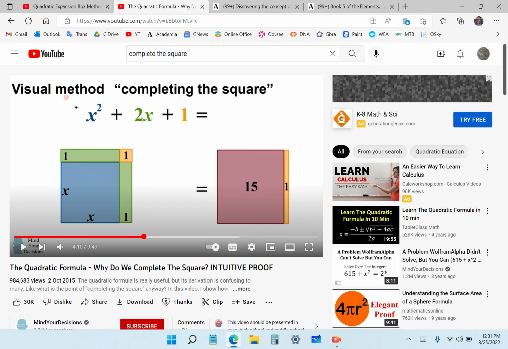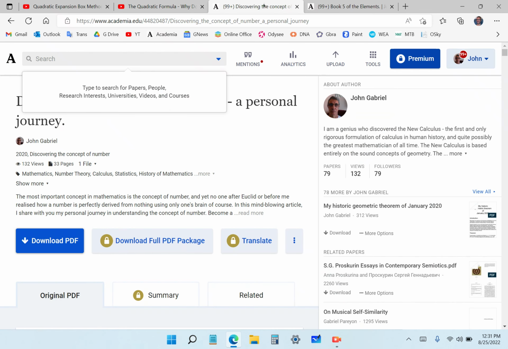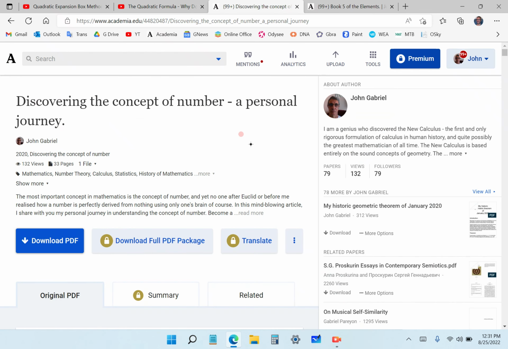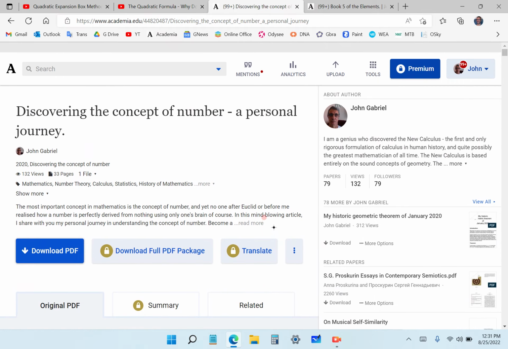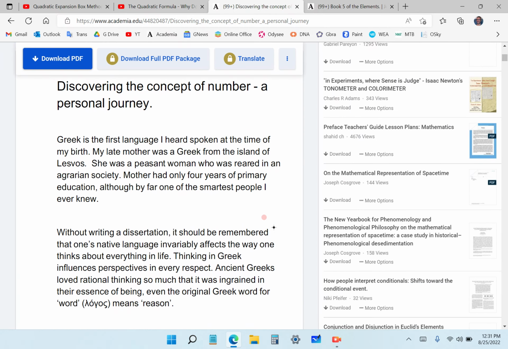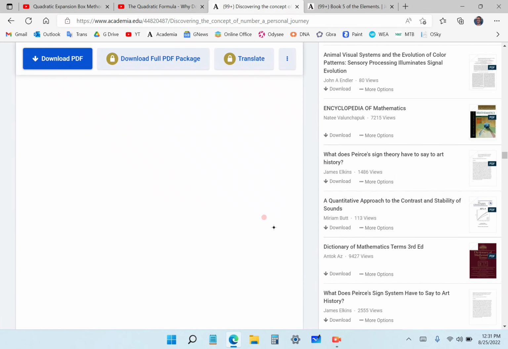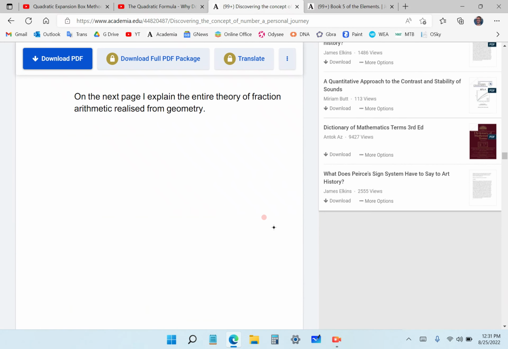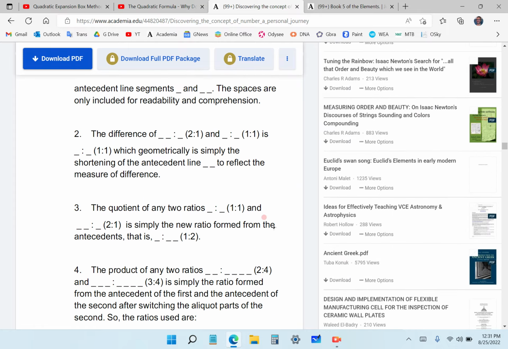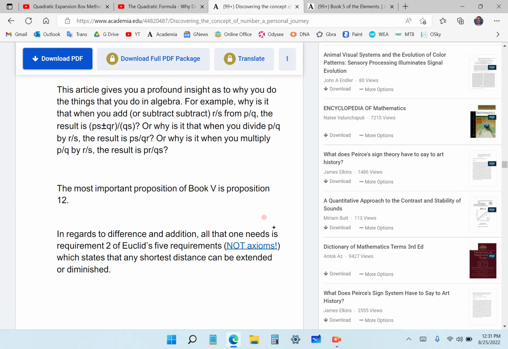Now, what's very important is to know that all these things are geometric, okay? And in order to understand them, you need to understand numbers. So I have this article of mine here, which explains to you, and I've spoken about it before, but it's very important because it shows you how you got all the operations of arithmetic. They come directly from geometry.